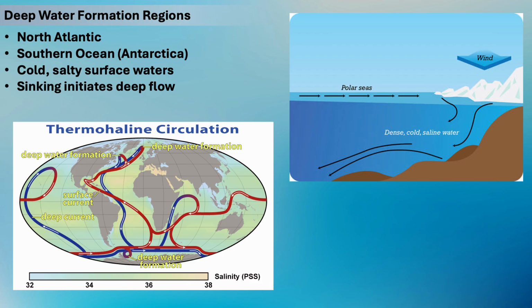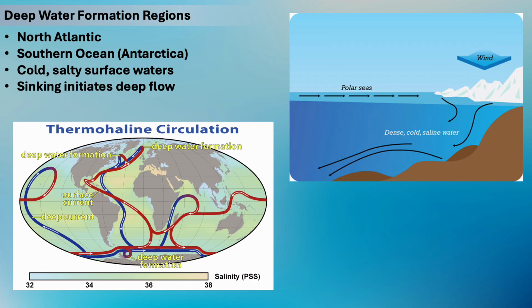Likewise, around Antarctica, intense sea ice formation during winter leads to brine rejection. As ice forms and excludes salt, surrounding surface water becomes very saline and therefore very dense. This dense water sinks and forms Antarctic bottom water. Antarctic bottom water is among the densest water masses in the global ocean and can flow along the ocean floor into multiple basins. These two formation regions are the primary engines of deep ocean circulation.